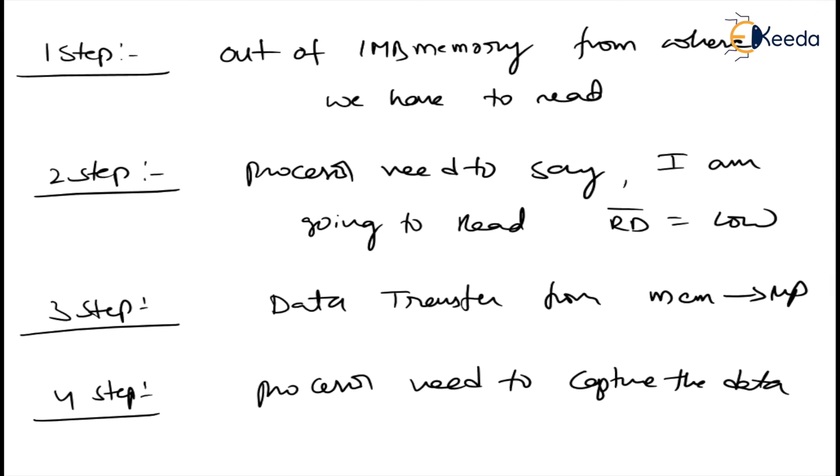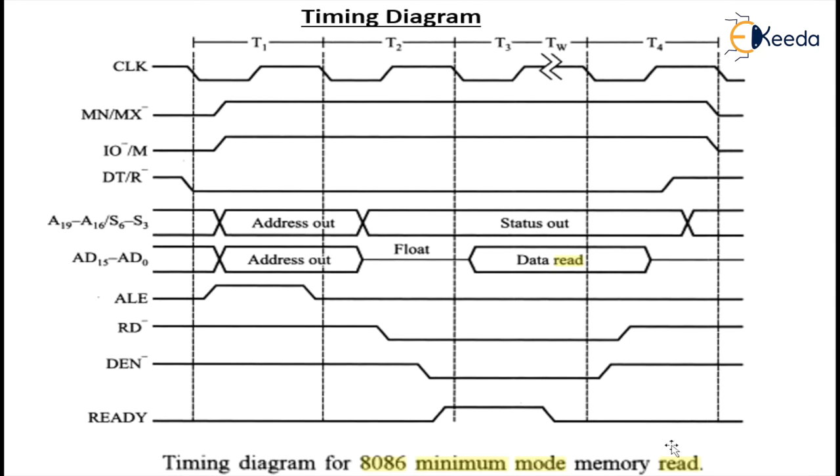Now if you go to the timing diagram, this is the timing diagram for the memory read operation. In total we have four clock pulses: T1, T2, T3 and T4.